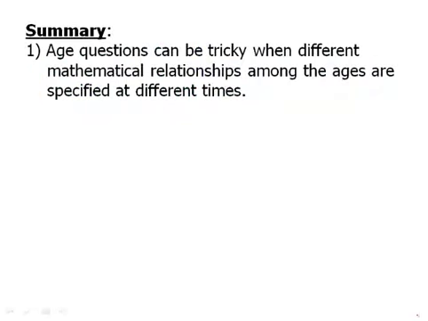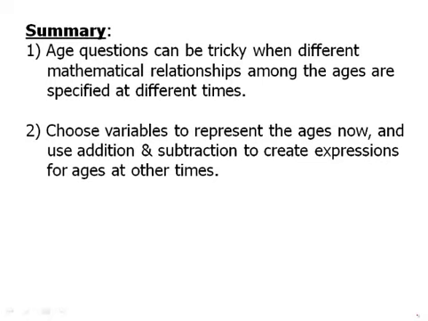In summary, age questions can be tricky when different mathematical relationships among the ages are specified at different times. And so we have to be very clear in defining the variables. It's not enough to say that F is Frank's age. We have to specify when. F is Frank's age now. We have to be very clear on that. Choose variables to represent the ages now, and then use addition or subtraction to create expressions for ages at other times.